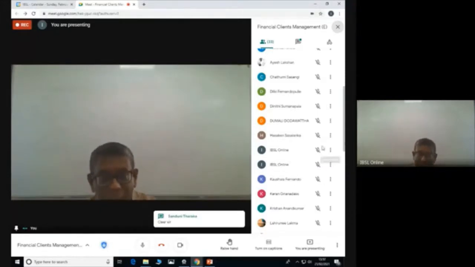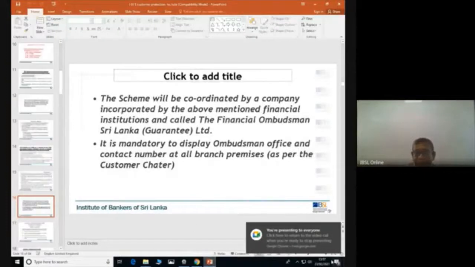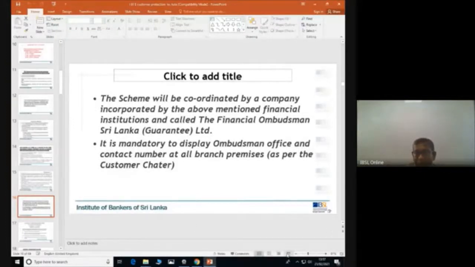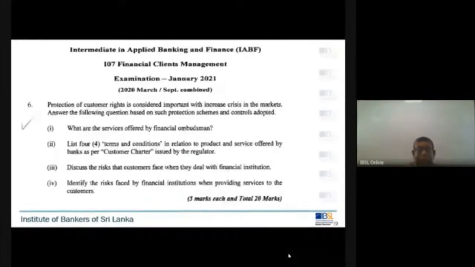Now, how do you look at it? This is this year's question. This is your question. 2020 March combined, question number 6. Protection of customer rights is considered important with increased crisis in the markets. Answer the following questions based on such protection schemes and controls adopted. 1. What are the services offered by the financial ombudsman? So what's the answer you need to write? 5 marks.